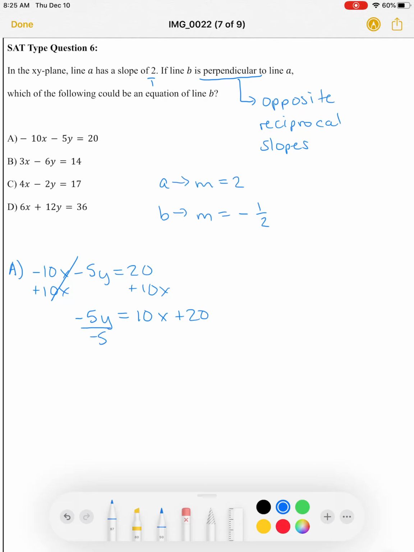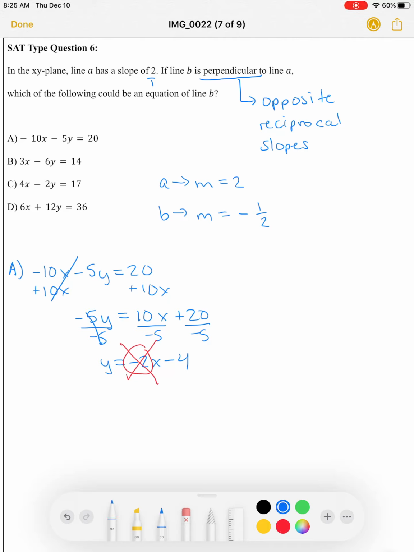Next, we would divide everything by negative 5, and we'd be left with y equals positive 10 over negative 5, which would be a negative 2x. And 20 divided by negative 5 would be negative 4. So A does not have a slope of negative 1/2. It has a slope of negative 2, which is not right.